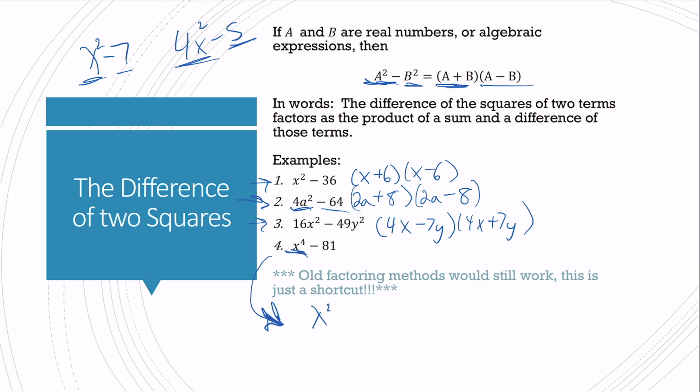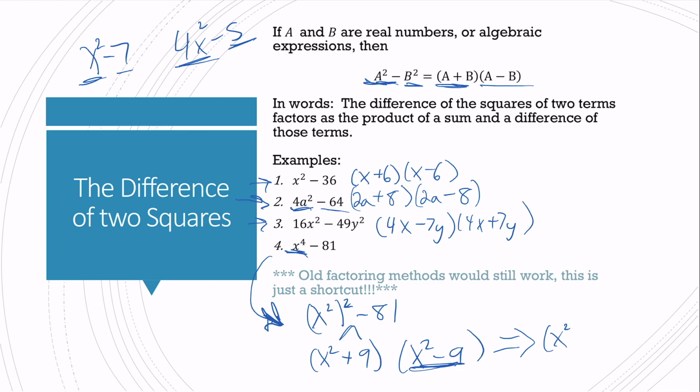I could rewrite it as x squared squared minus 81. This is going to factor into x squared plus 9, x squared minus 9. Well, x squared minus 9, this is also a difference of squares, so we're going to have to keep factoring. I've got x squared plus 9 times x minus 3 times x plus 3. Now, how did I know to keep factoring other than the fact that I'm a math professor?